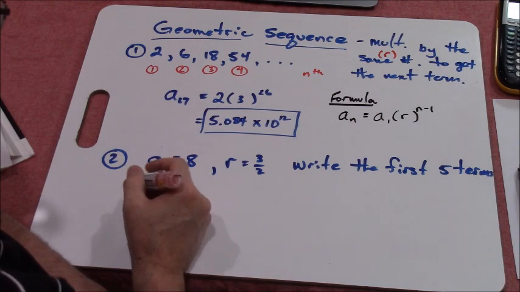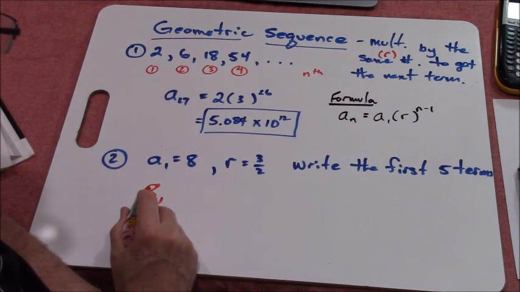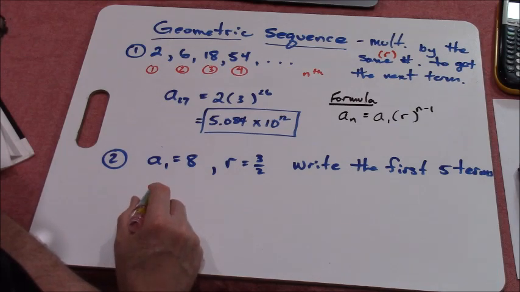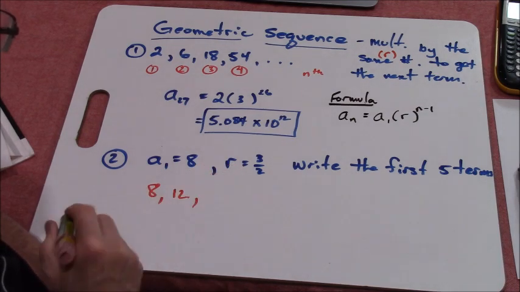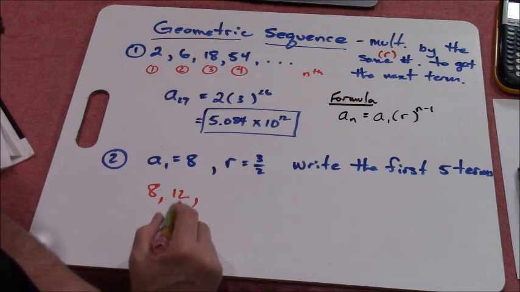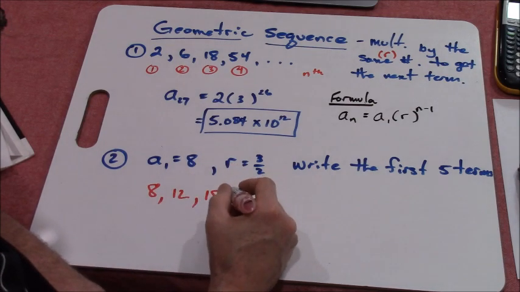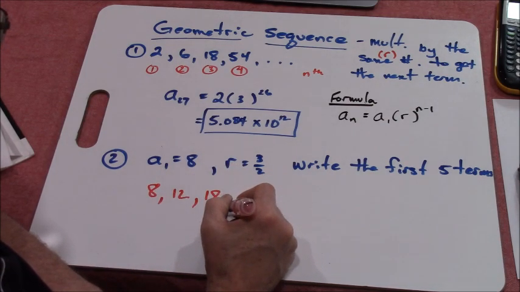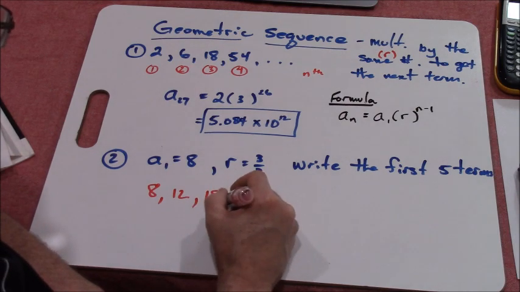Alright, so here's what I got. First term is 8. I now want to multiply this by 3/2. So if I did that, think of this as 8 over 1 times 3 over 2. That'd be 24/2, which would be 12. And then my next term, I'm going to multiply by 3/2. So 36 over 2, that would be 18. Now multiply by 3/2 again. That would be 54 over 2, which would be 27.